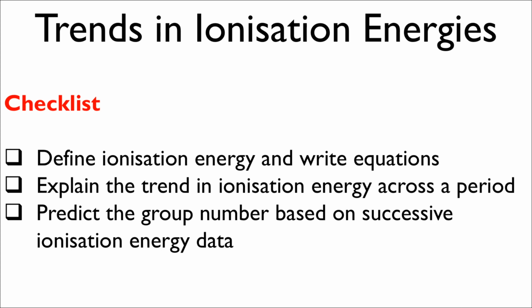Okay, so we've looked at trends in ionisation energies. We've defined ionisation energies and written equations including state symbols. We've explained the trends in ionisation energies across a period. We've looked at period 3, but exactly the same explanations will be applicable to periods 2, 4, etc. And hopefully we can predict the group number based on successive ionisation energy data.